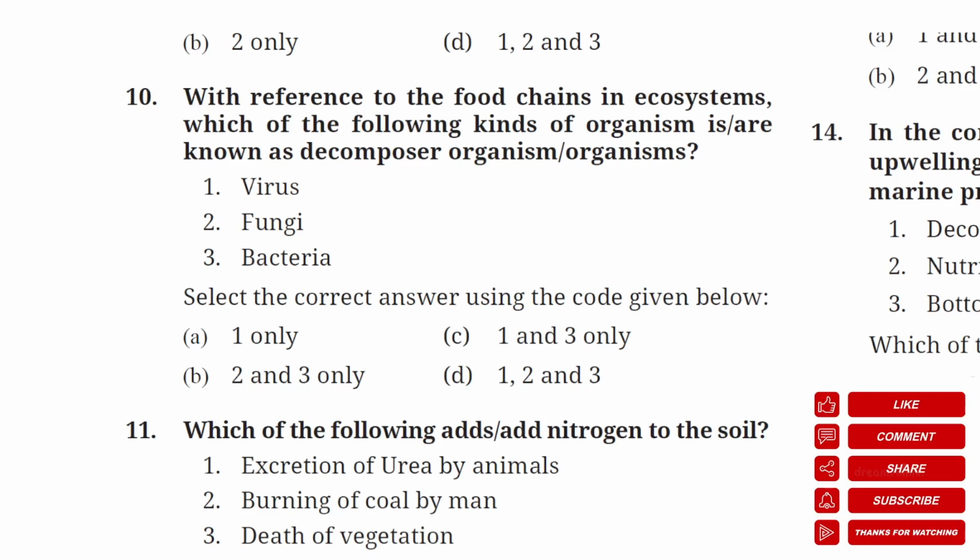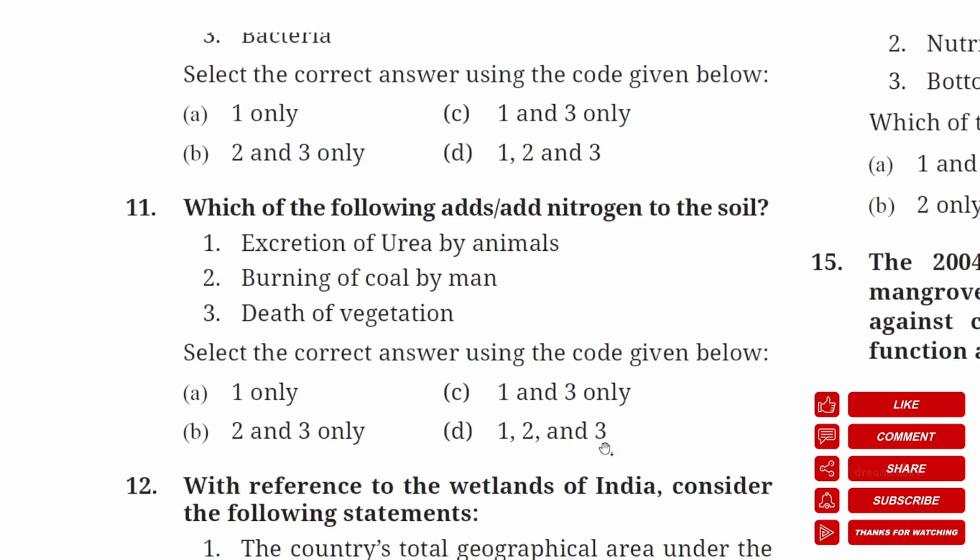Decomposers are organisms that break down dead plants or animals into water, carbon dioxide, minerals, and other simple chemicals that plants need for growth. These are namely bacteria and fungi. Viruses are not decomposers. A virus is a small infectious agent that replicates only inside the living cells of other organisms. Viruses can infect all types of life forms from animals and plants to microorganisms, including bacteria and archaea. Okay. So let's move to the next question.